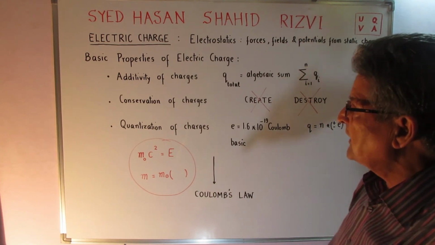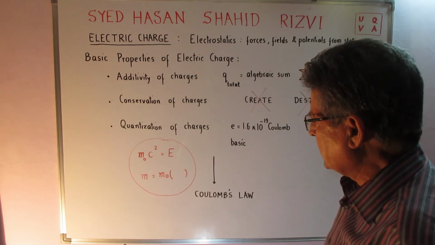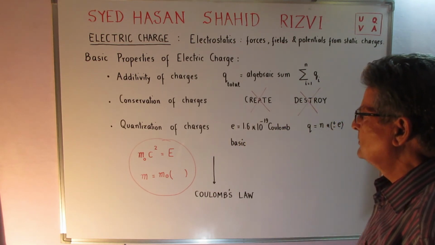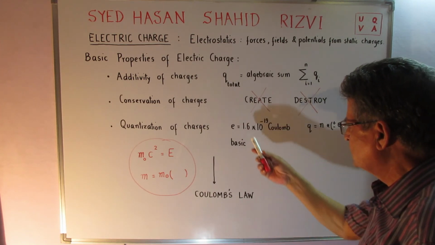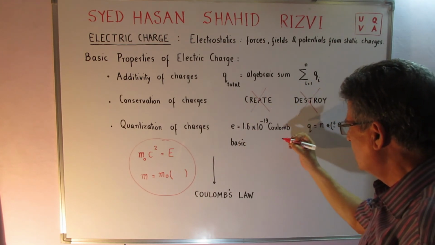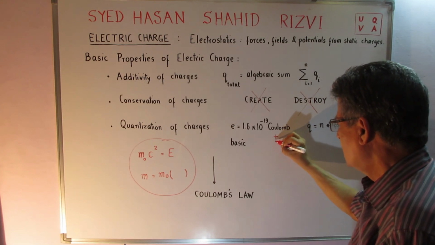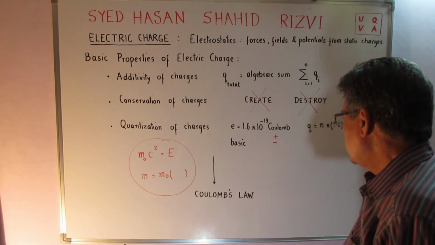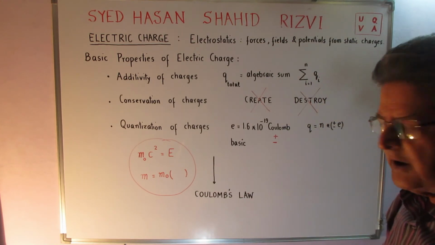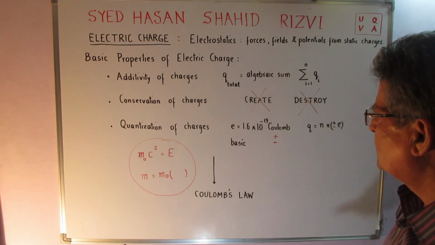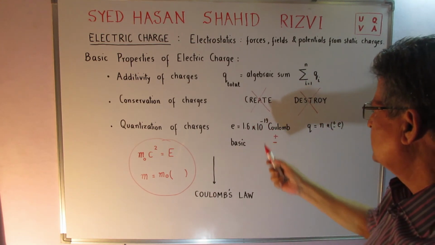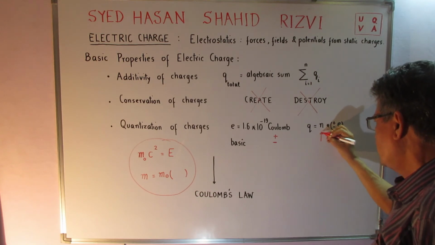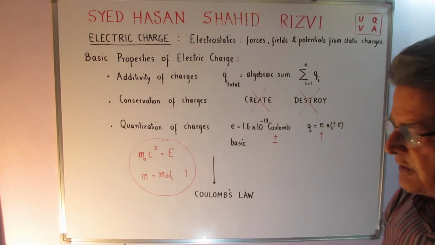Then there is quantization of charges. The charges are quantized. That is, if I take a basic charge, I am just giving you the value as 1.6 into 10 to the power of minus 19 coulomb, which is the charge on the electron, and also on the proton. It can be negative, it can be positive, it doesn't matter. Then, if we have a charge and I divide it by this value, 1.6 into 10 to the power of minus 19 coulomb, we will always get an integer, which is 0, 1, 2, 3, 4, 5, 6, etc.